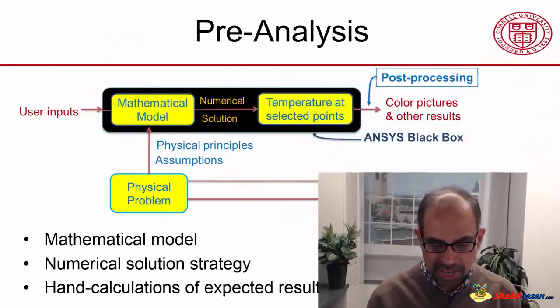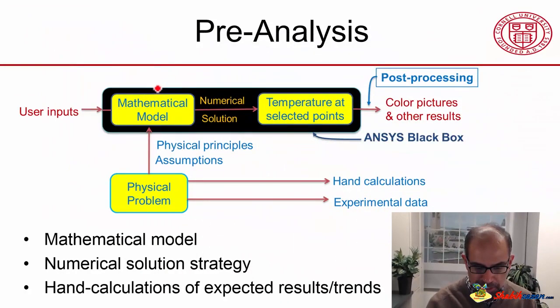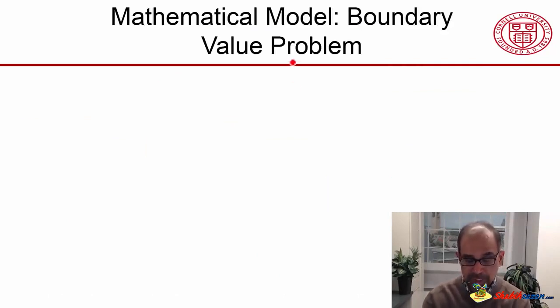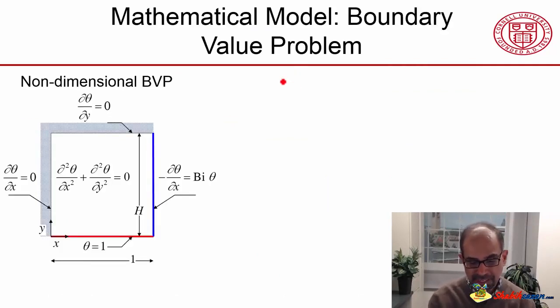Let's do the pre-analysis before we get into ANSYS. The first thing we will do is take a look at the mathematical model that we need to input into ANSYS, and then we'll go on to consider the numerical solution strategy used by ANSYS to solve that mathematical model. The mathematical model is a boundary value problem, and we are given the non-dimensional version of that boundary value problem, which I discussed before.